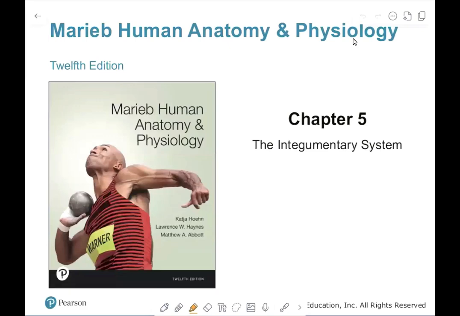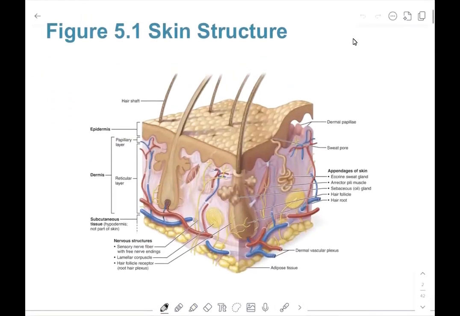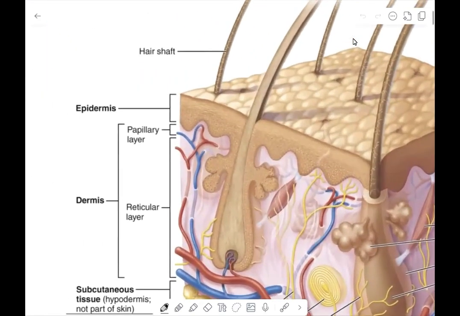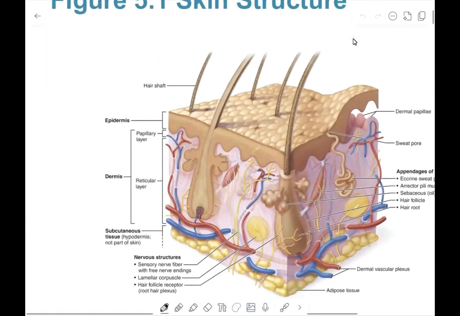Chapter 5 is on the integumentary system, which is the skin. So we're going to begin by looking at the structures of the skin, and then later on in the chapter, we'll be talking about the functions of those parts of the skin. On the left-hand side of this image, you can see the hair shaft, the part of the hair that is sticking out of the skin. The first layer, or the most superficial layer of the skin, is called the epidermis.